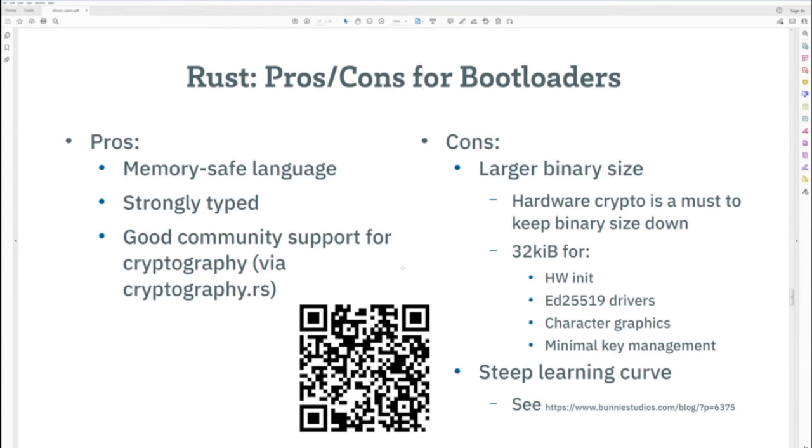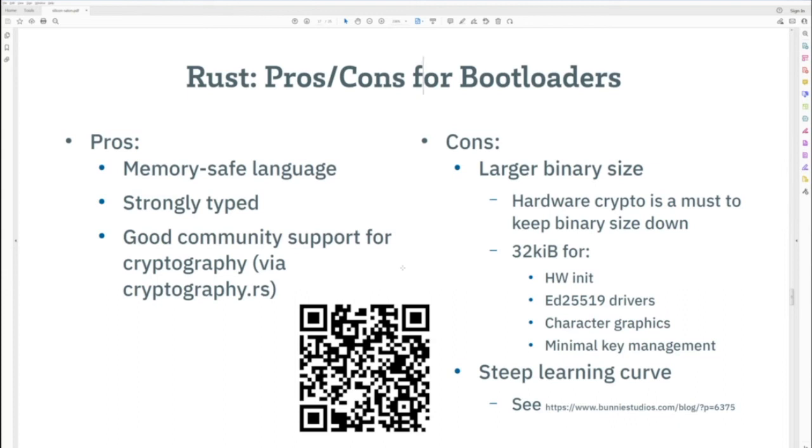The cons of it is that you do get a larger binary size than if you're doing C or hand-rolled assembly. And in particular, if you're targeting an ASIC, every square millimeter counts. We were only able to get our bootloader down to 32 kilobytes, and all we're sticking in there is hardware initialization and drivers for the Ed25519. We don't actually have the Ed25519 crypto code in there.